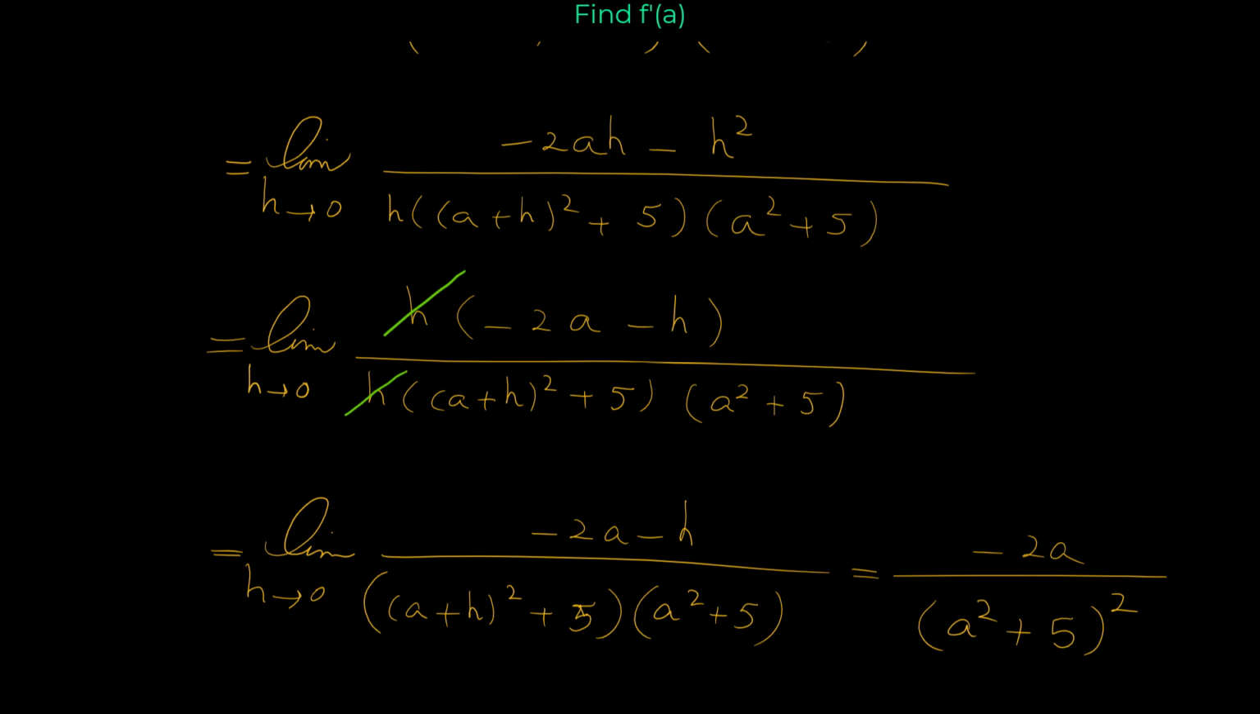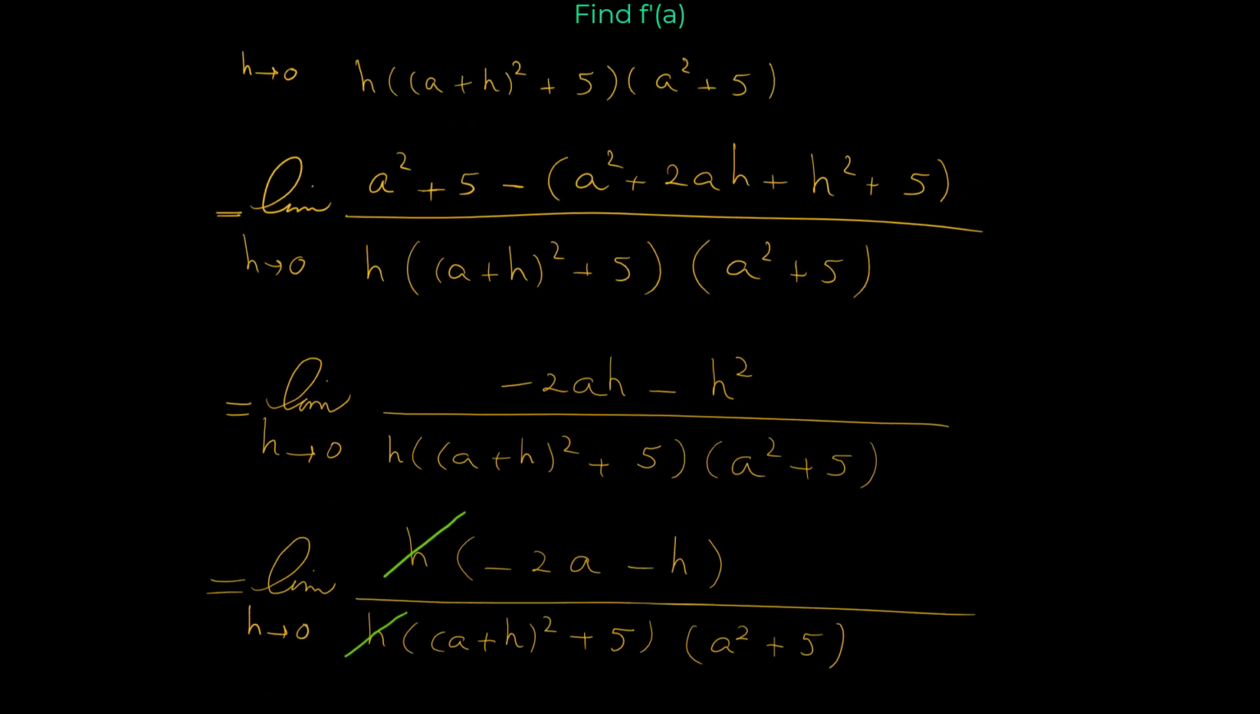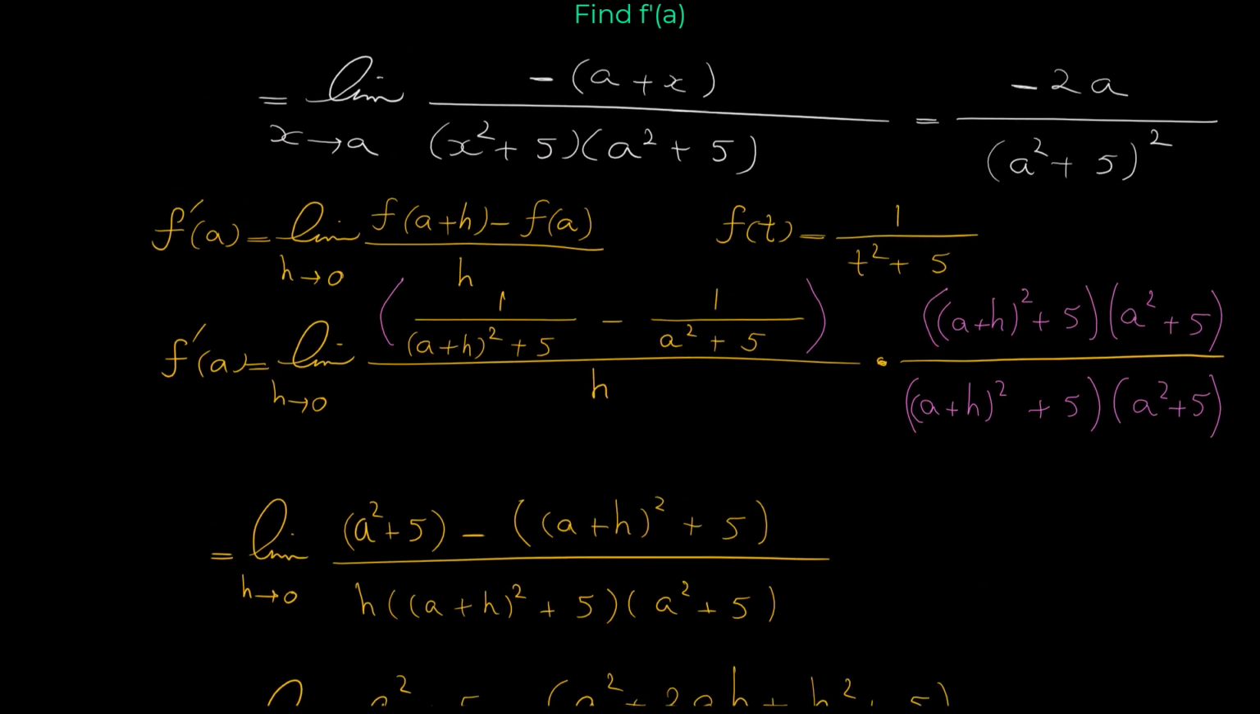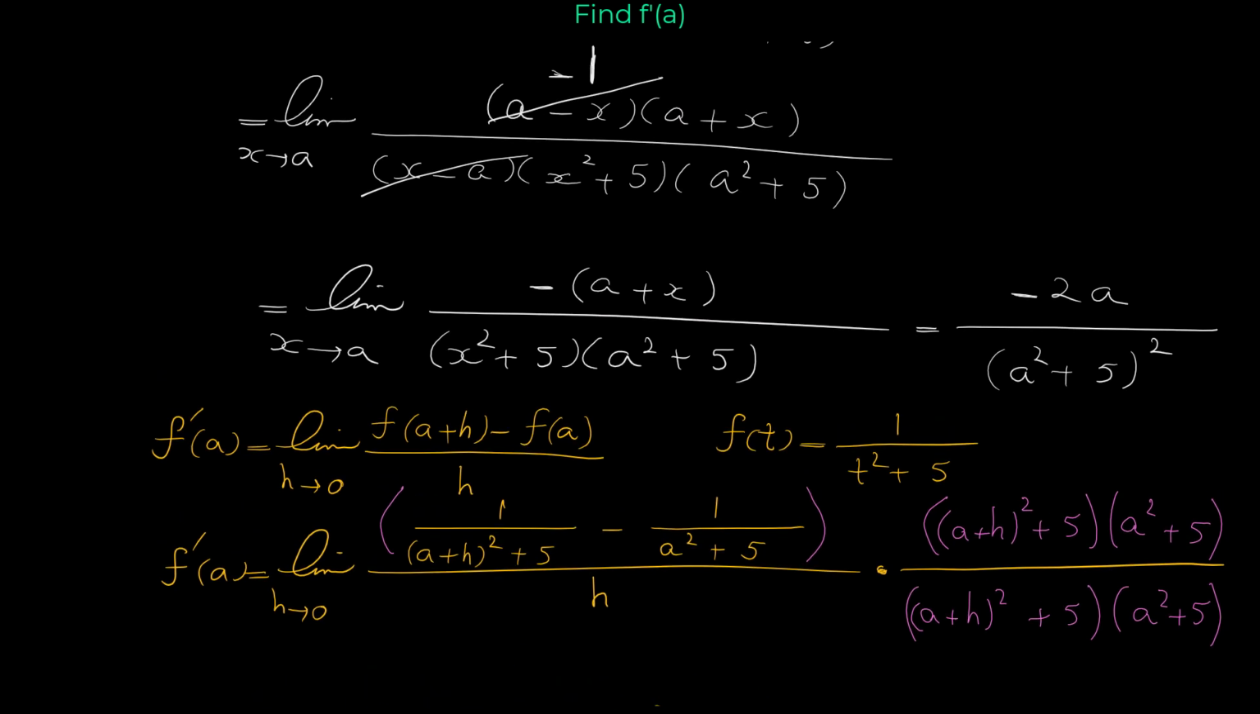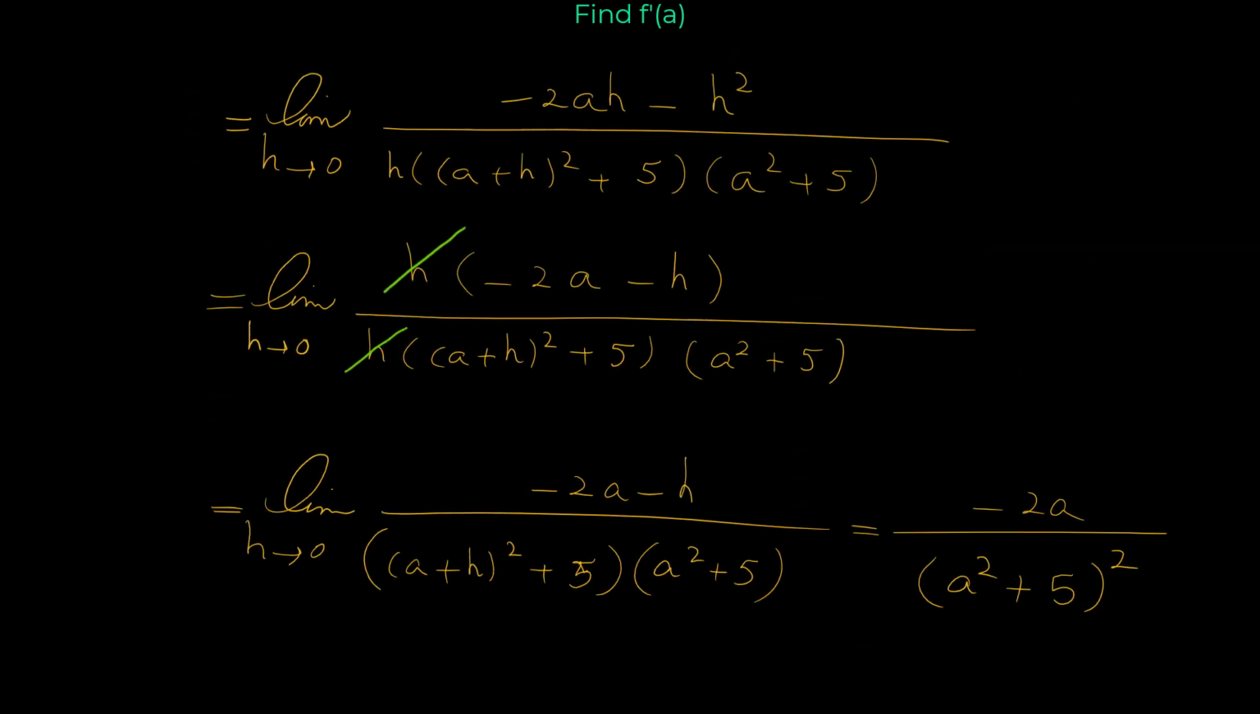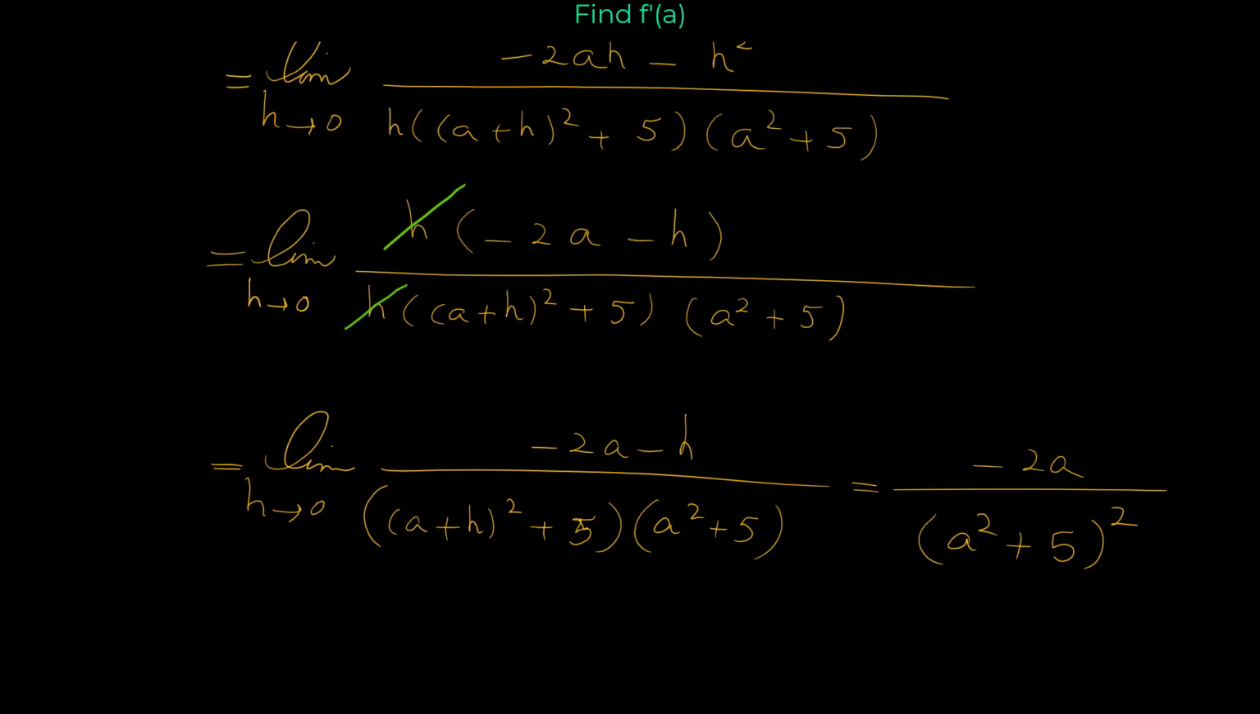Let's compare this answer with the answer that we got from the previous formula. Negative 2a over (a to the 2 plus 5) to the 2. As you can see, the answers are the same, but it depends on you which formula you prefer to use for finding f prime of a.